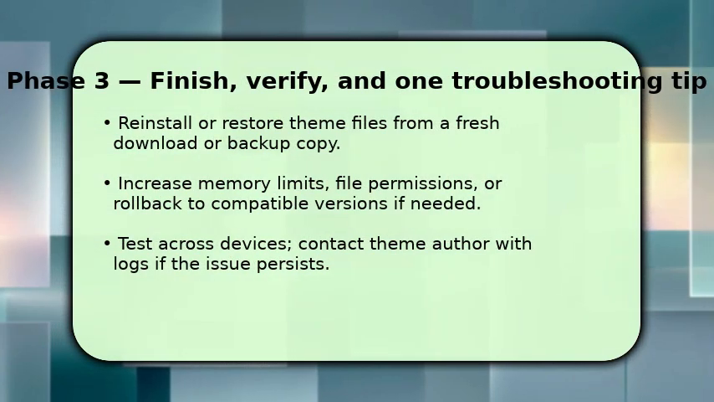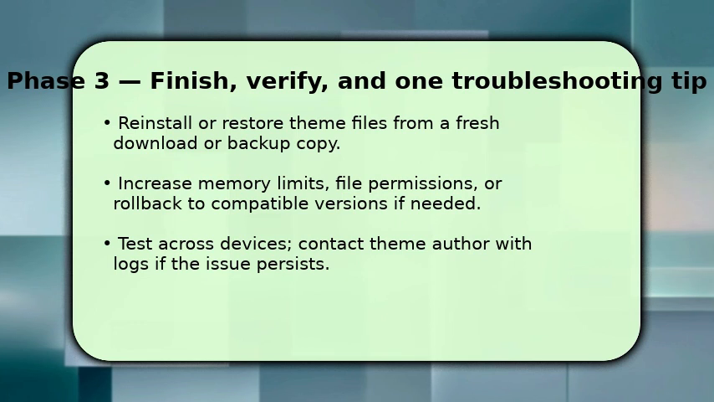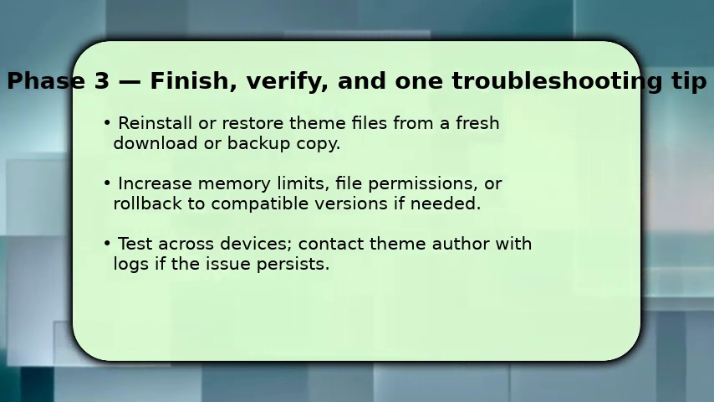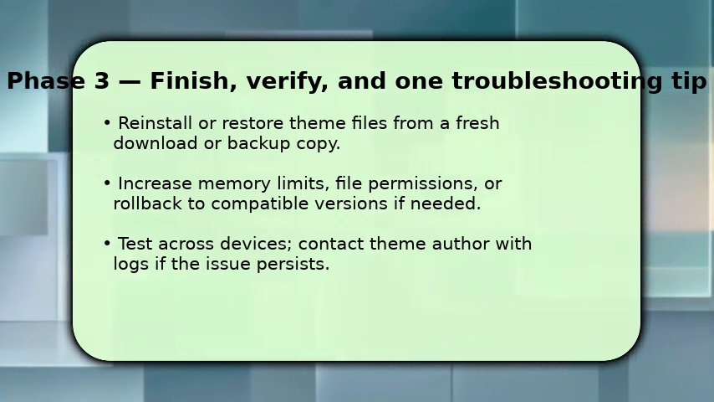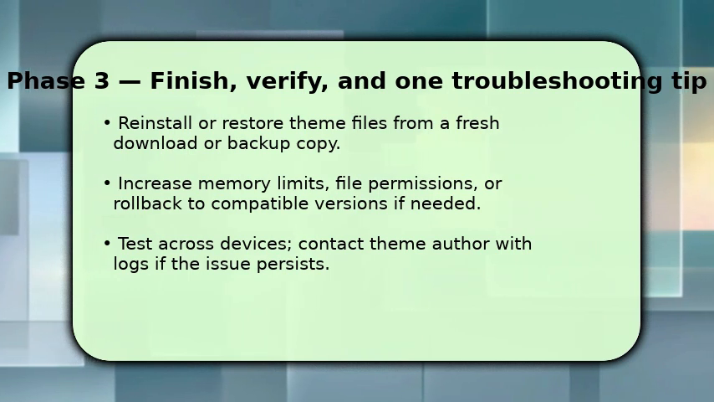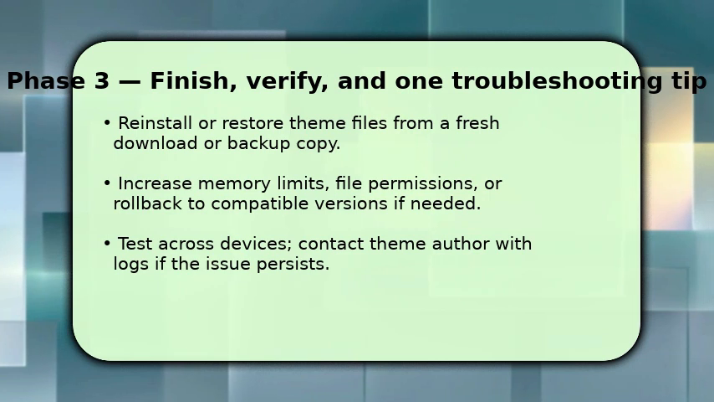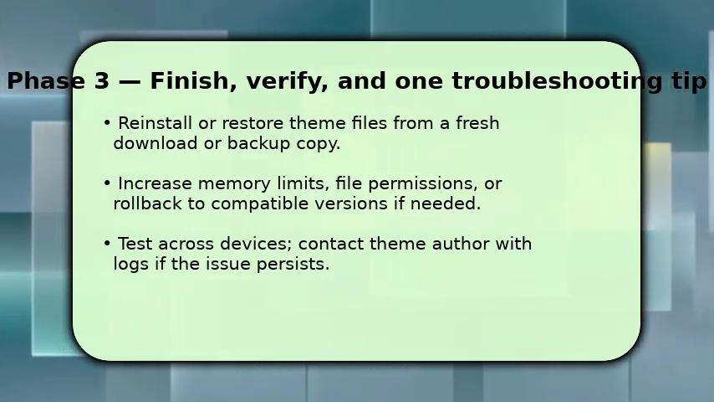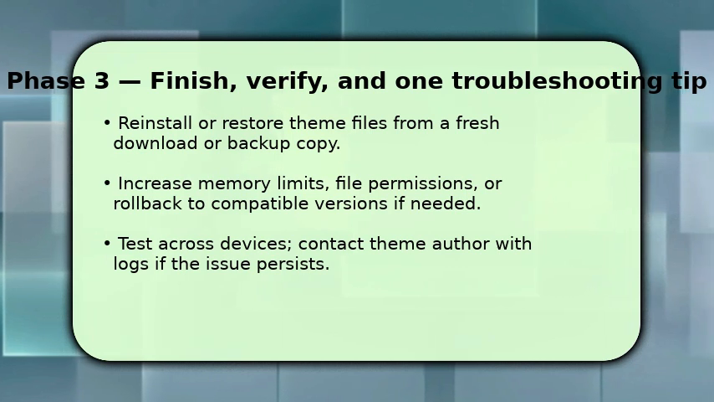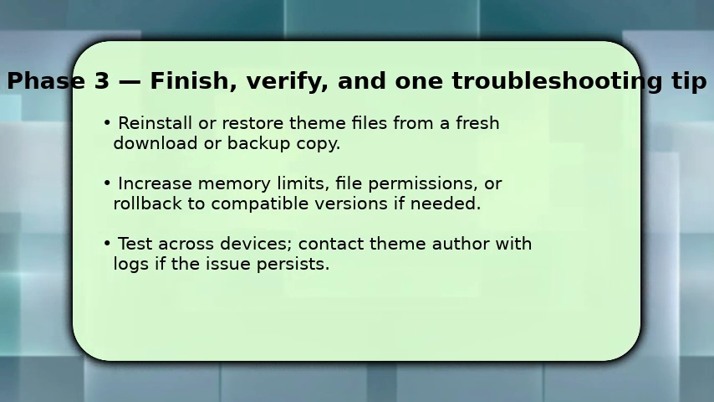You finish by reinstalling a fresh copy of the theme or restoring known good files from your backup. This fixes corrupted files. Then, increase PHP memory limits and confirm correct file permissions, or roll back to a compatible WordPress or PHP version if the theme requires it. Test the site on multiple devices and browsers to confirm the problem is resolved. If it still stops, send the theme author the error logs and steps you took. That single detailed report often speeds up a fix.